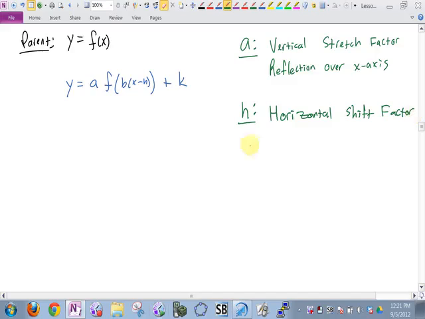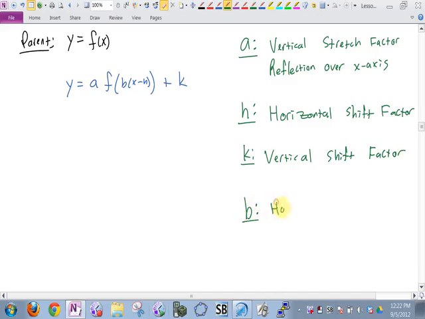Pick another letter. K. What is K? It is the vertical stretch. Not stretch, shift. Okay? And it is straightforward. If you see a positive 5, that's shifted up 5 in the positive direction. A negative 3 is shifted in the negative direction 3. And then finally, any guesses as to what B is?